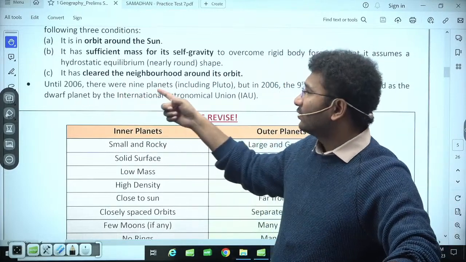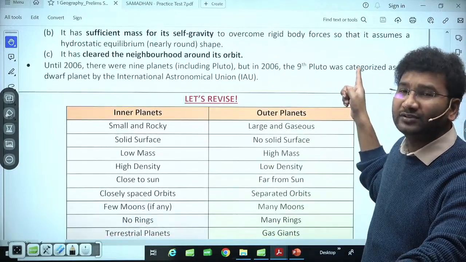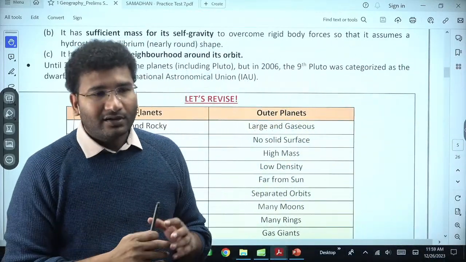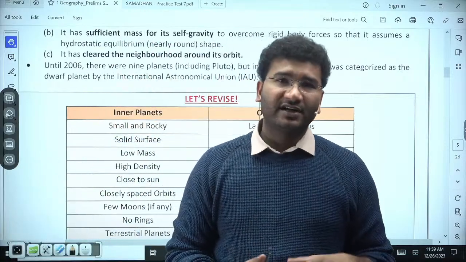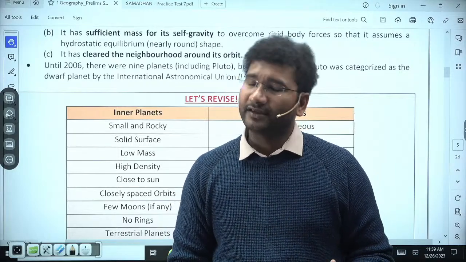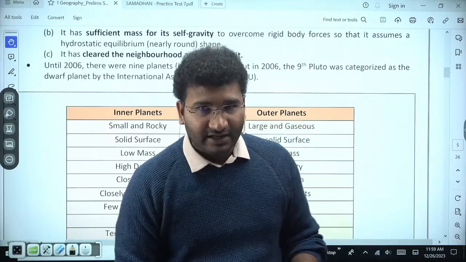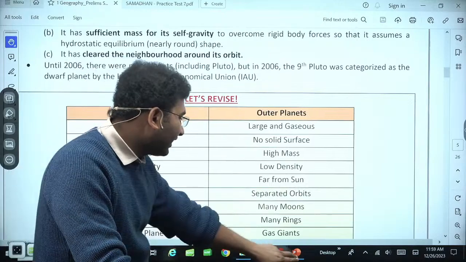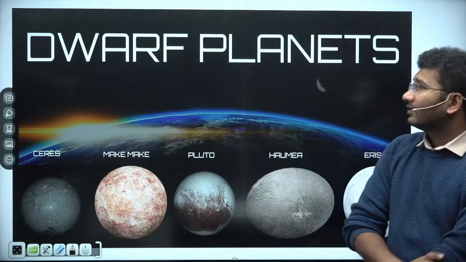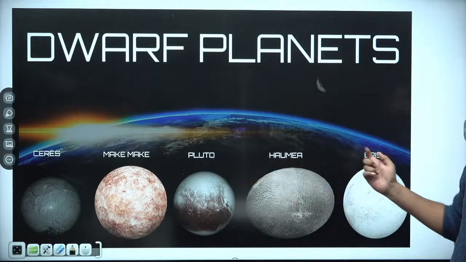So in 2006 there were 9 planets including Pluto, but what happened is that in 2006 the 9th planet Pluto was declared a dwarf planet by the International Astronomical Union. So अब सवाल ये है, there can be questions asked on what is a dwarf planet. कितने dwarf planets है ये भी पूछने का potential है. What are the characteristics of the dwarf planet? अगर recent times में देखा जाए, there are 5 different dwarf planets which are in news. So these 5 dwarf planets are none other than Ceres, Makemake, Pluto, Haumea and Eris.